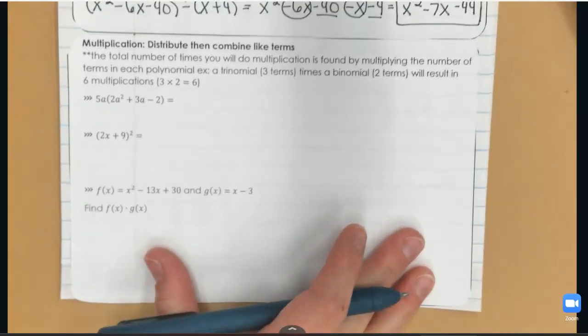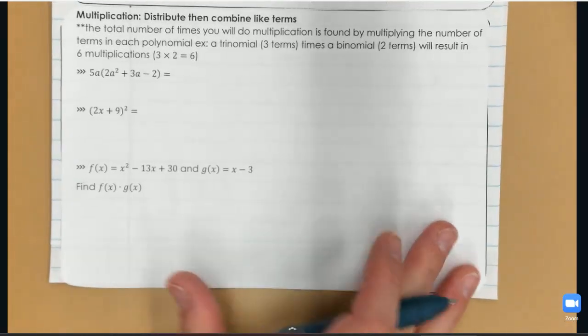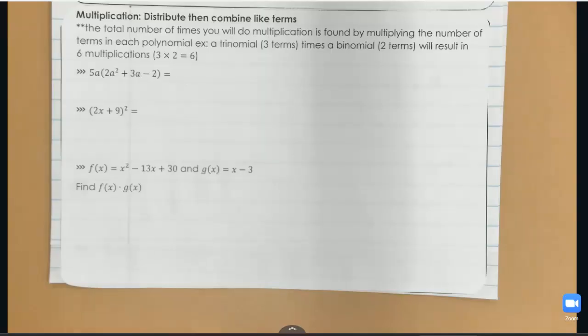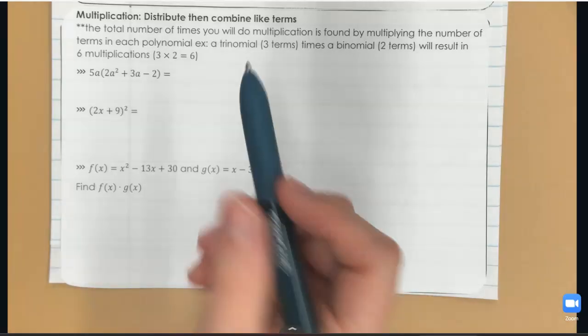Moving on to multiplication, you are going to distribute and then combine like terms. Something to note here is the number of times you're going to be doing multiplication as you distribute is found by multiplying the number of terms in each polynomial. So for example, if you have a trinomial with 3 terms and you're multiplying that by a binomial with 2 terms, you will have to do multiplication 6 times because 3 times 2 equals 6. So we're going to do a couple different examples here so you can see what that looks like.